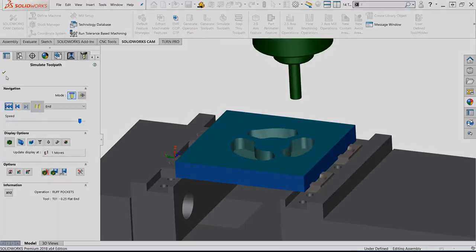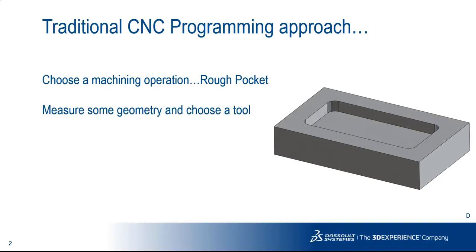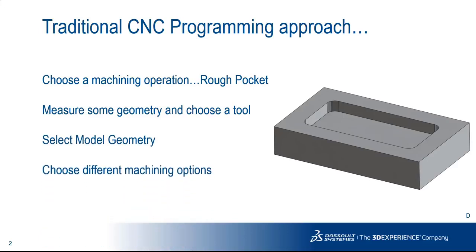To better understand SOLIDWORKS CAM, let's review the traditional approach to CNC programming used by most CAM programming packages today. First, we visually inspect the part and choose a machining operation to perform, in this case the roughing of a pocket. Next, we measure some geometry to help us choose the appropriate size tool. After that, we select the required faces and edges of our solid model that define the pocket, and then finally we choose machining options such as step over, depth of cut, climb or conventional milling, etc.